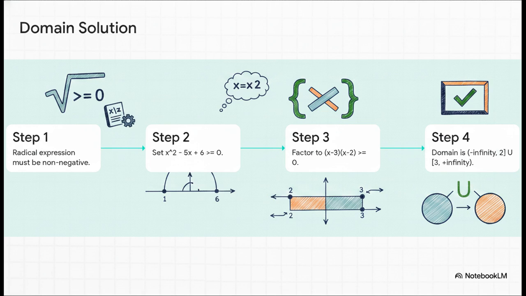Step 3, we use our factoring skills to find the roots. This factors out beautifully to the quantity x minus 3 times the quantity x minus 2, which is greater than or equal to 0. By testing our intervals, step 4 gives us our final natural domain. From negative infinity up to and including 2, union with 3 up to positive infinity.